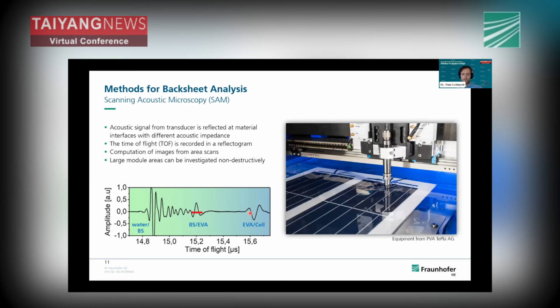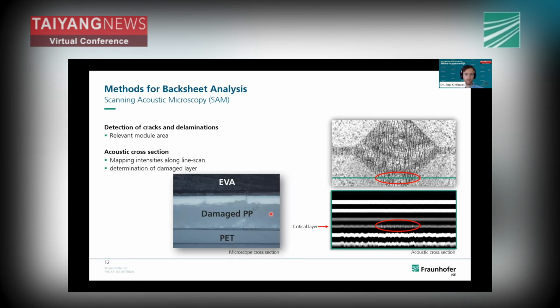By scanning a larger area, we can collect a lot of these reflectograms for a large area of the module, and therefore also gain information about the spatial resolution of some backsheet failures. For example, here on the left side, you see one of these internal cracks, internally cracked backsheets. So the backsheet looks very good from the outside if you look at it simply with the naked eye.